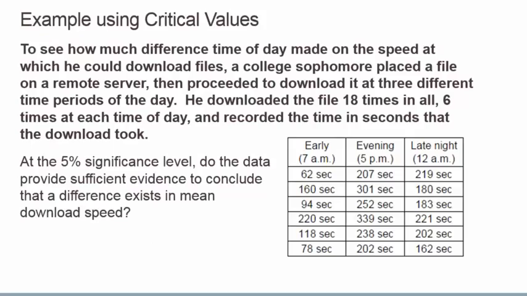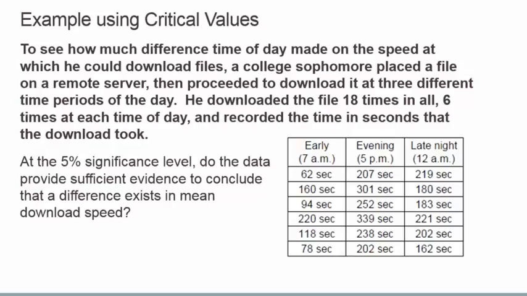Example using critical values. To see how much difference time of day made on the speed at which he could download files, a college sophomore placed a file on a remote server, then proceeded to download it at 3 different time periods of the day. He downloaded the file 18 times in all, 6 times at each time of day, and recorded the time in seconds that the download took. At the 5% significance level, do the data provide sufficient evidence to conclude that a difference exists in the mean download speed?